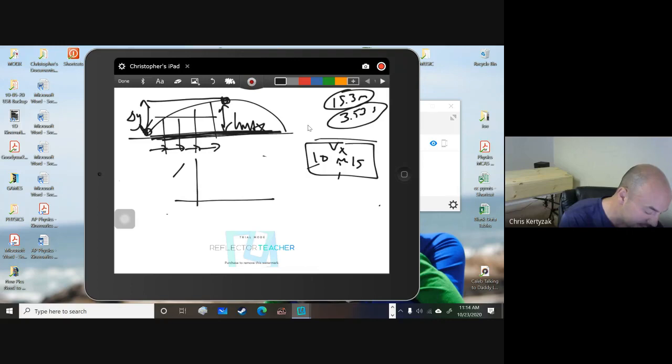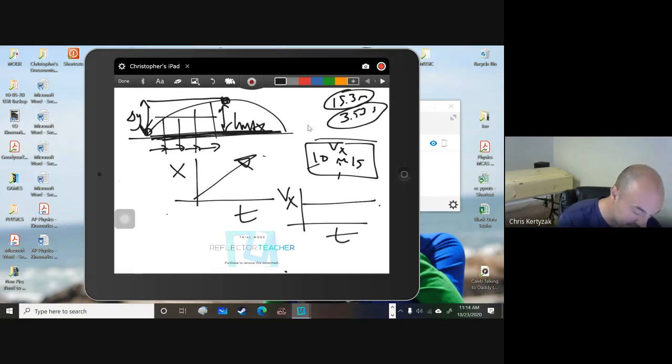Graphically, the x position versus time is just linear. Vx versus time is just constant, right? It's just a constant number. The number 10 in this case.